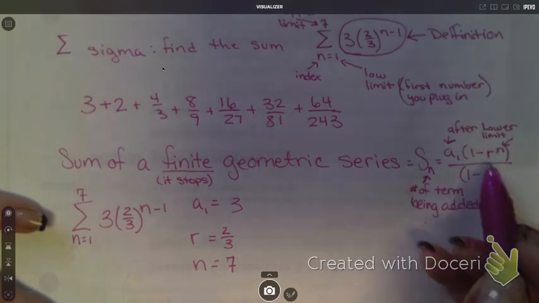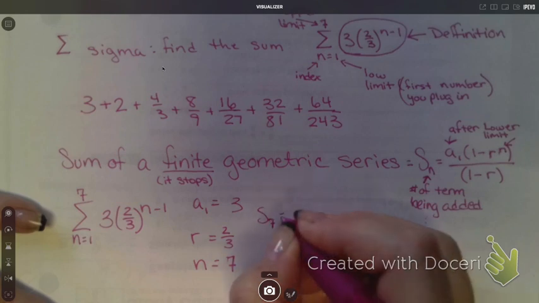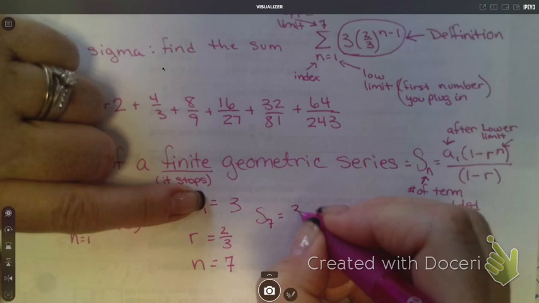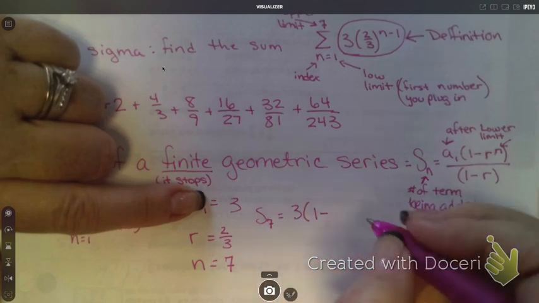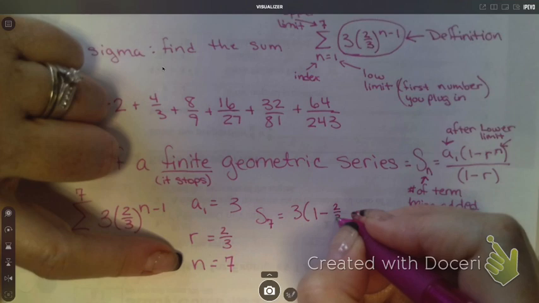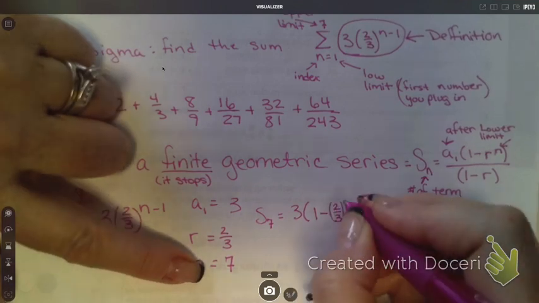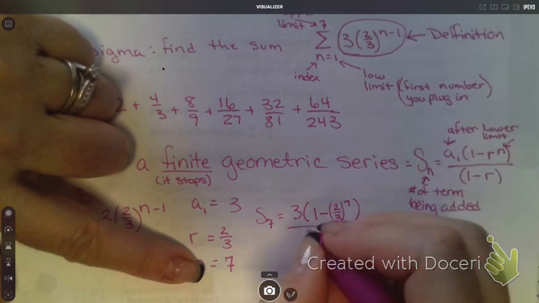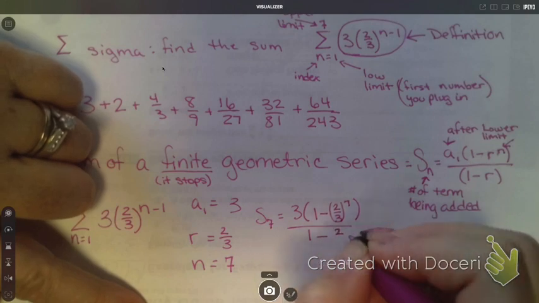So we have S sub 7 equals A sub 1 was 3, times 1 minus R, which is 2/3, to the 7th. And that's the whole thing to the 7th. Divided by 1 minus R, which is 2/3.